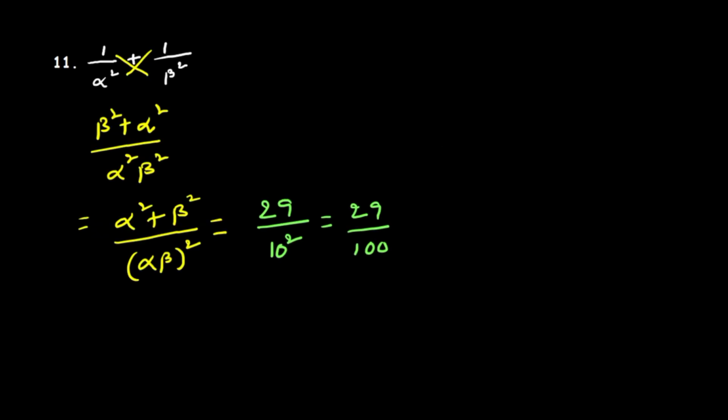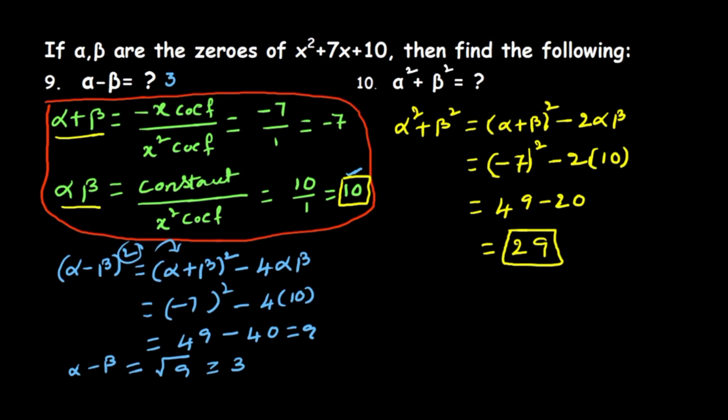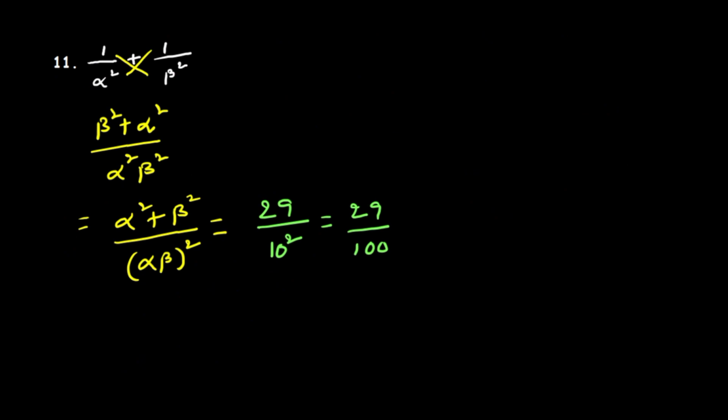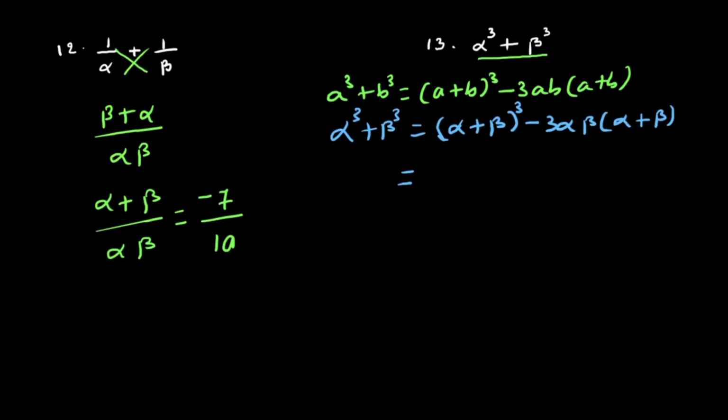We already wrote what alpha plus beta is, that is minus 7. If you have any doubt, I will show you once. Yes, see, alpha plus beta is minus 7, and alpha into beta is plus 10. These two I am going to use there: alpha plus beta is minus 7 whole cube, minus 3 into alpha into beta, which is 10.